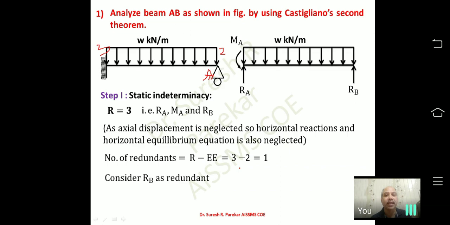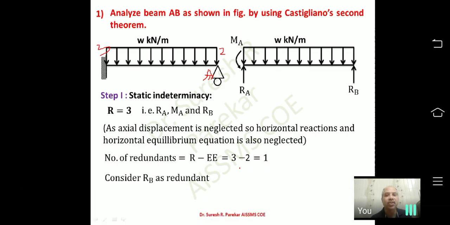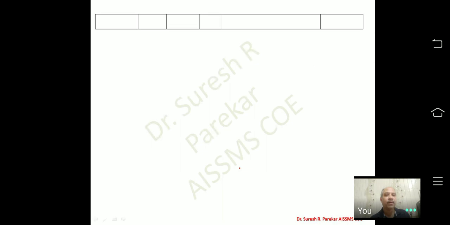Now consider here, you have to consider the redundant, and that is most important: which reaction you are going to consider as redundant. Now we will go for the member table. So we have member, origin, limit, EI, M, and ∂M/∂RB. This table is most important. You have to write this table, and that table writing plays a very important role.